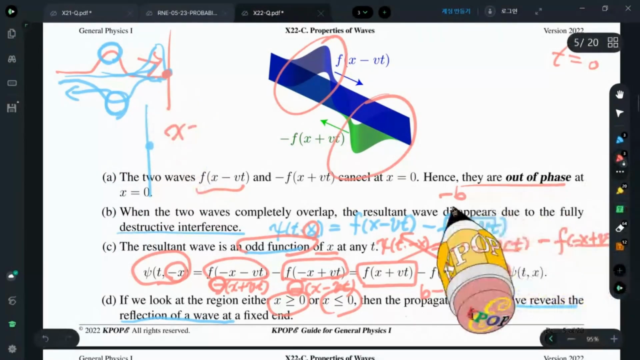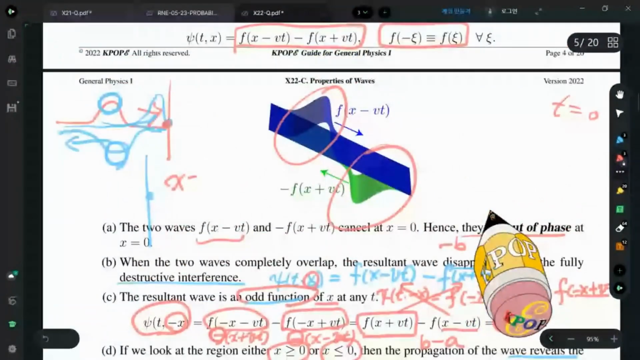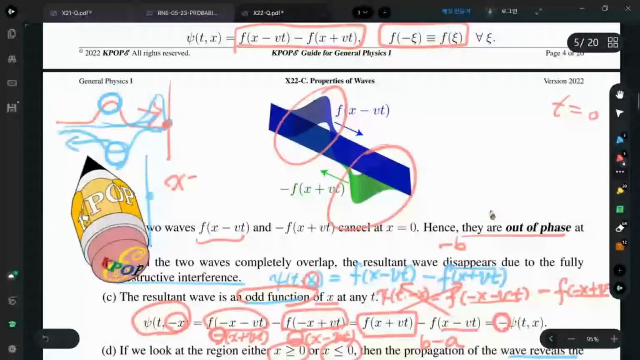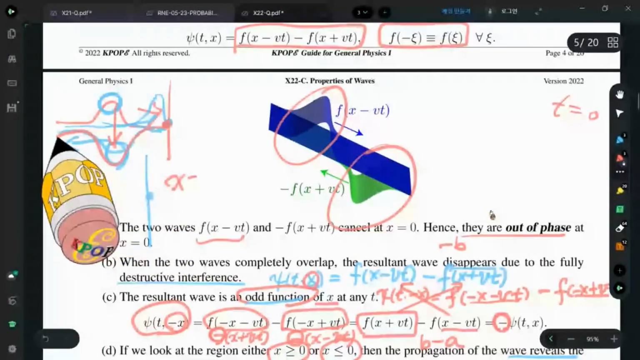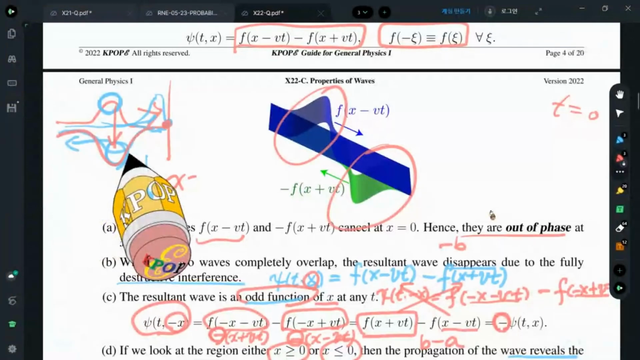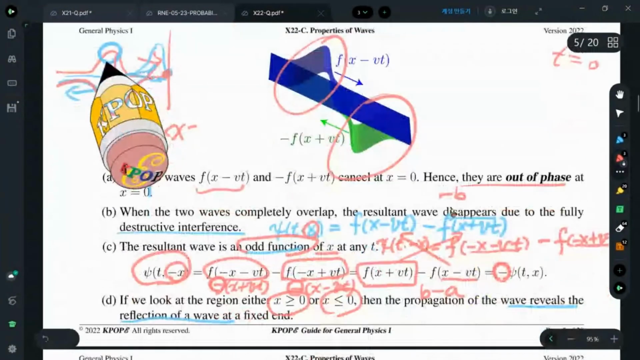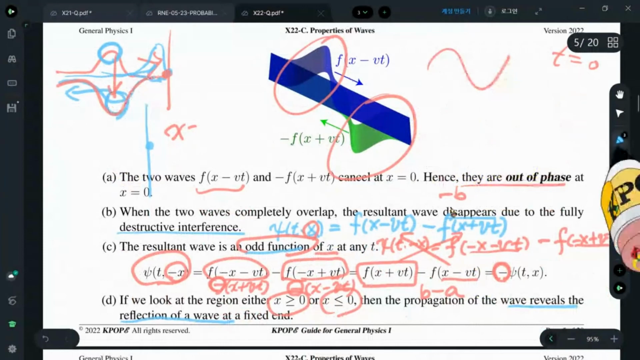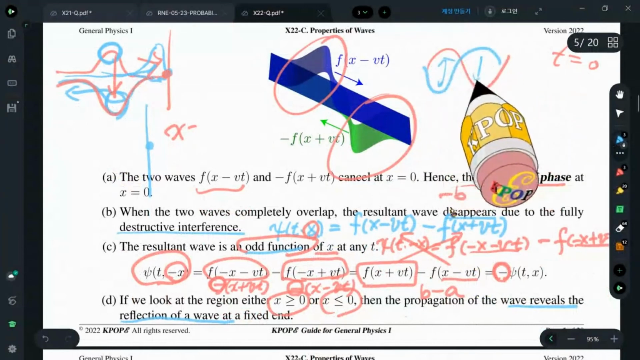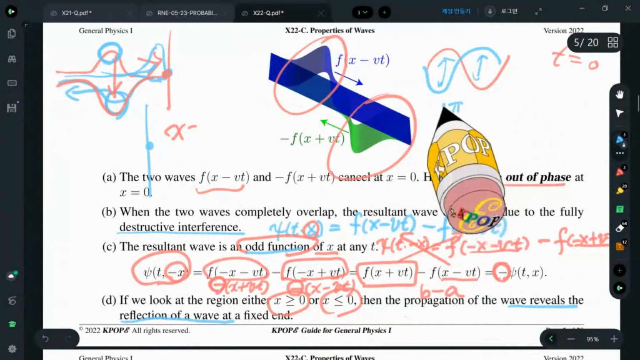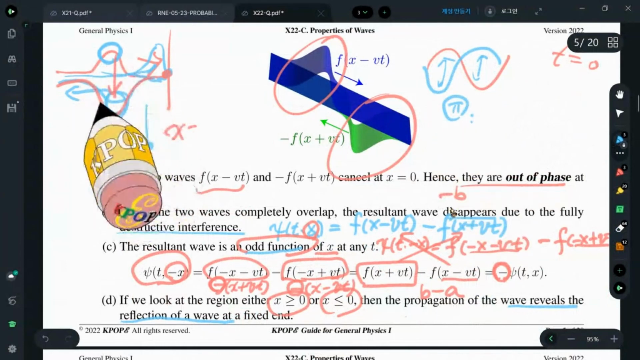Okay, so after reflection, the reflected wave changes its phase. For example, this one and this one are completely out of phase by pi, right? Just like that.